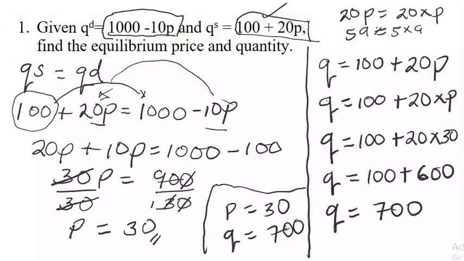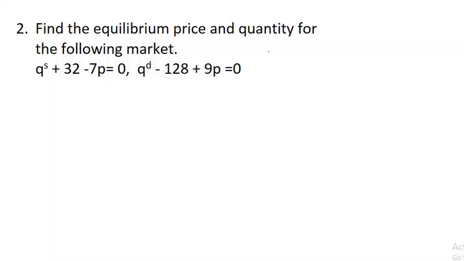Example 2. Find the equilibrium price and quantity for the following markets. Now, if you look at this question, what we have on the board, they are not well arranged. The quantity of supply QX, we need to make it stand on its own. To do that, we simply move plus 32 to the right and also move minus 7p to the right. So once you move both of them, the quantity of supply will stand on its own.